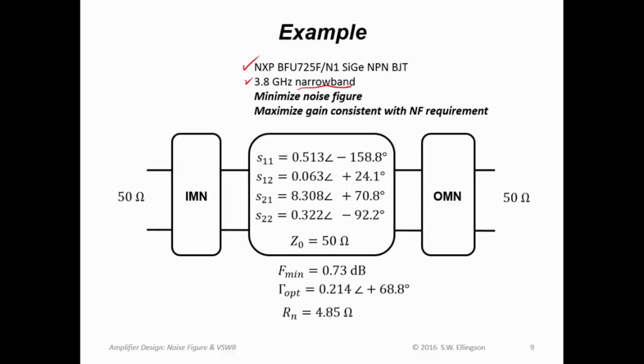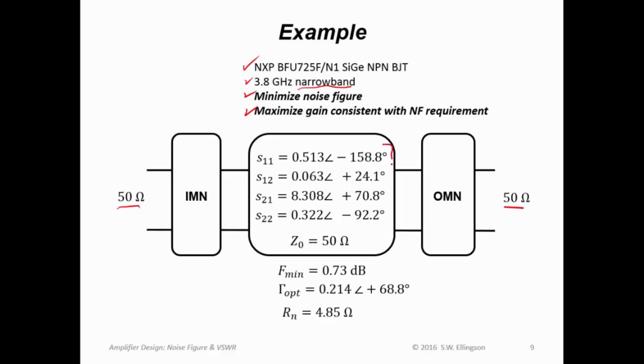And the task here is to do two things: minimize the noise figure and maximize the gain consistent with the noise figure requirement. So this is a very common way to specify a design. You say, I need the noise figure to be as low as possible, and then give me the maximum gain consistent with that lowest possible noise figure. We'll specify the input impedance to be 50 ohms, the output impedance to be 50 ohms.